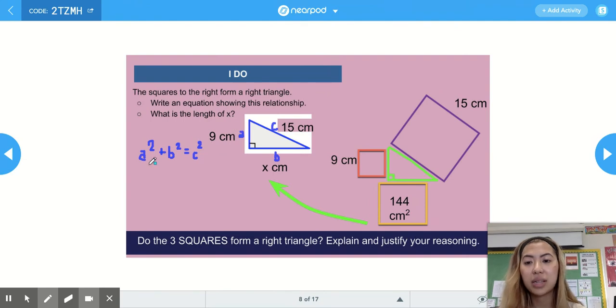So we have 9 squared plus b squared, or x squared, is equal to 15 squared.